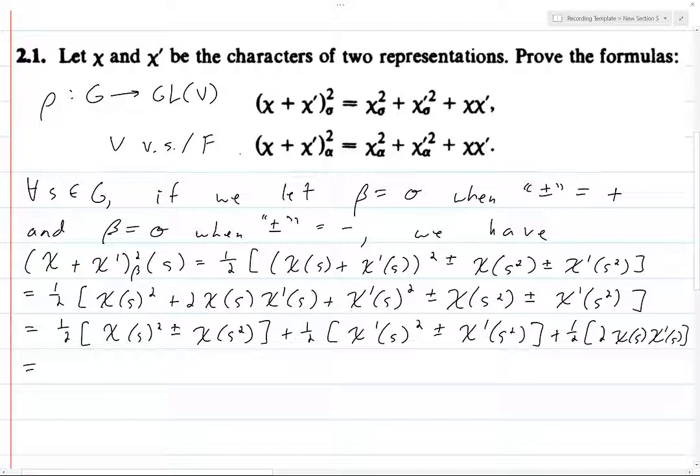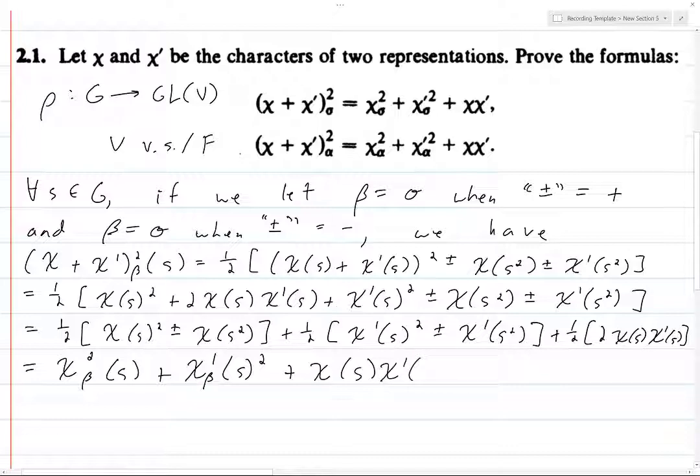And now what is this? Well, this first term is just chi squared beta of s. The second term is chi prime squared beta of s. This is really chi prime squared, but I didn't want to make it look like chi to the 12th. Whatever, you should get what I'm trying to say. And then the 1/2 and the 2 cancel, and we just get chi of s plus chi prime of s, as desired, because these are precisely the formulas that we are trying to prove here.